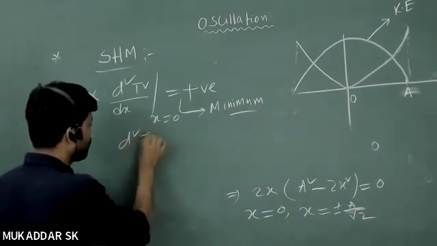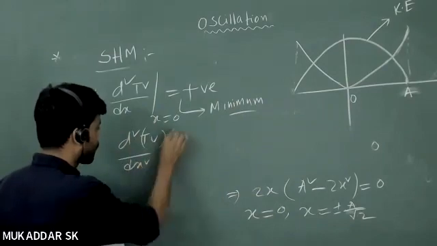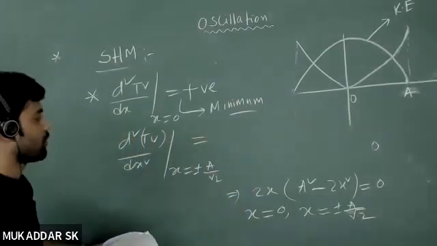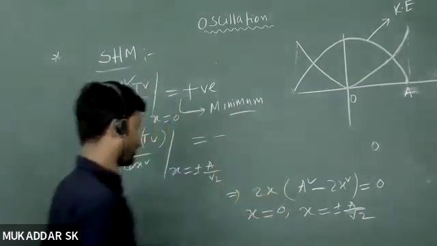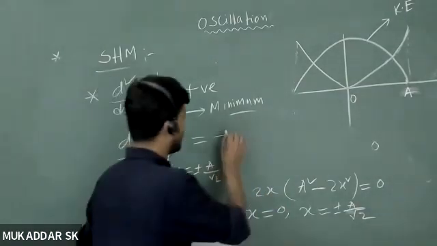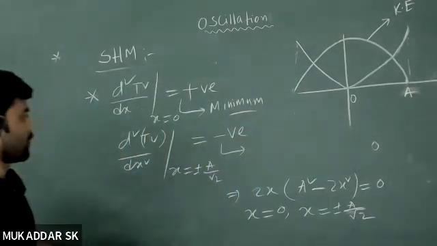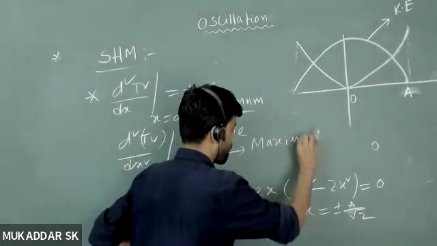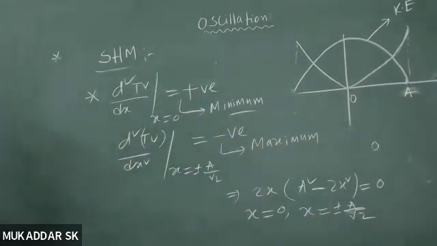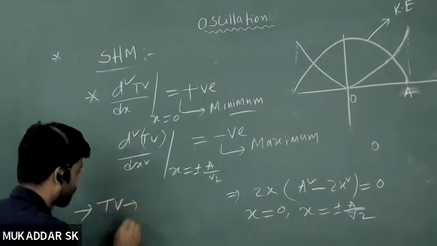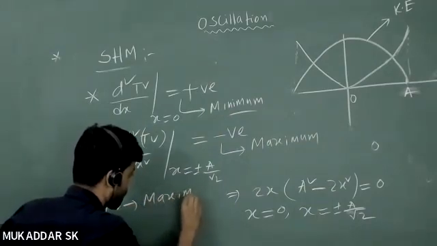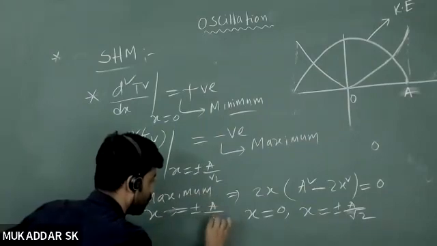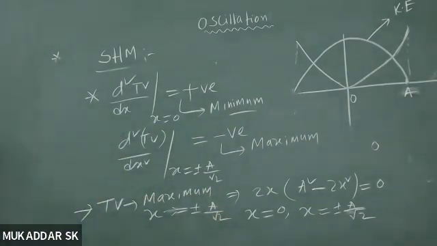If you put the double derivative at x equals plus minus a by root 2, you can check from this equation. I'm giving you hints; you can do it very simply. You will get a negative value. It means at this point the function will have a maximum value. So what is the answer now? The product will be maximum at x equals plus minus a by root 2. Is this part clear to all what I'm saying?